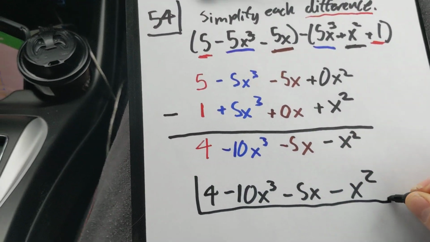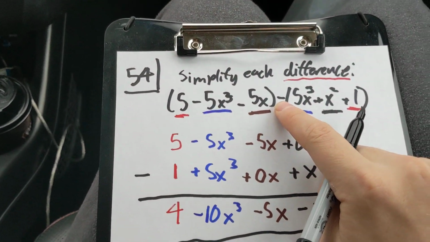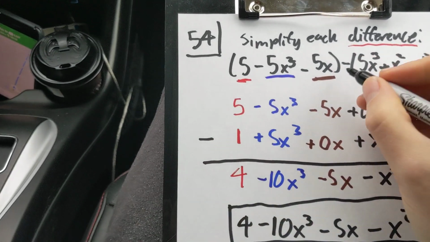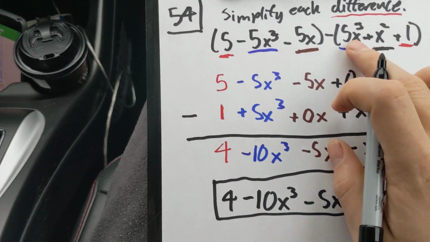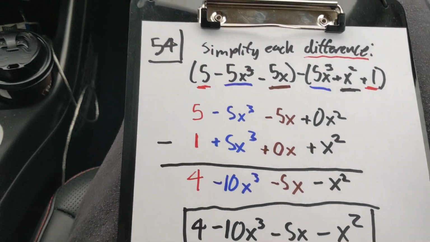There's my final answer. And again, if you would prefer to distribute the minus sign into all of the terms in the second polynomial, just distribute that over to all the terms and change this to an addition problem, that's a fine thing to do too. That's another good way to get the right answer.